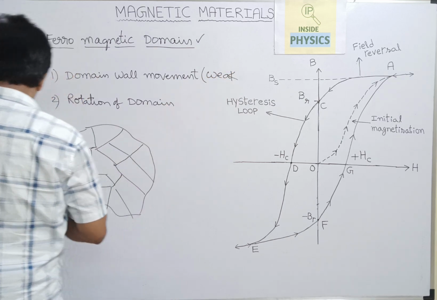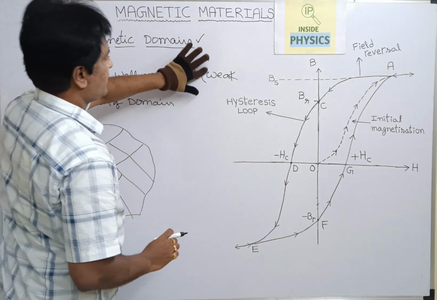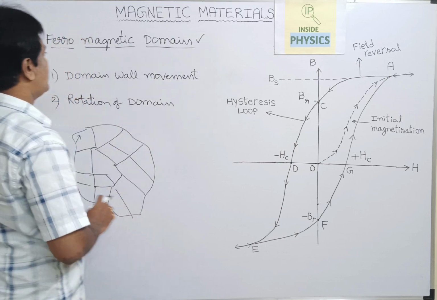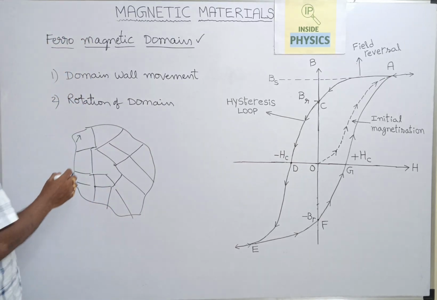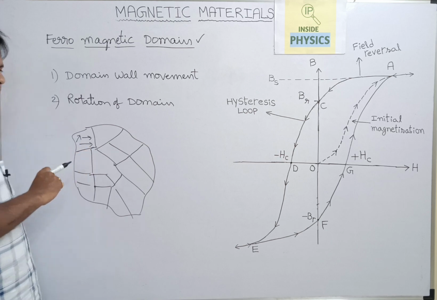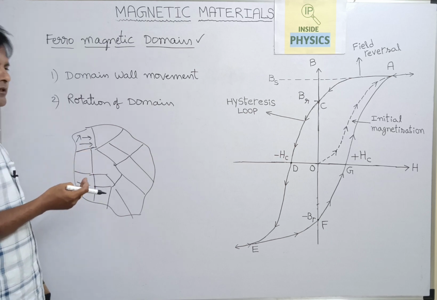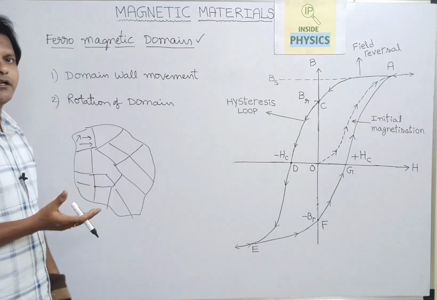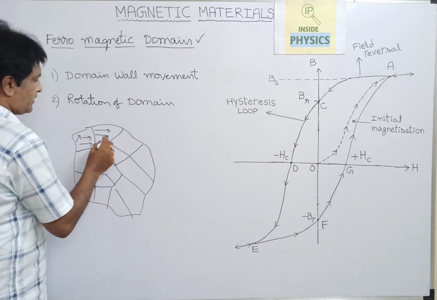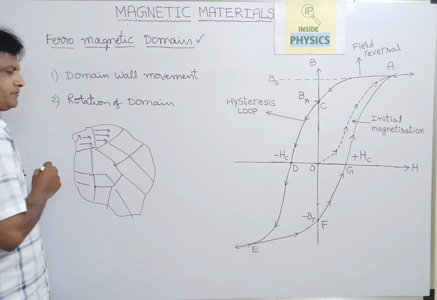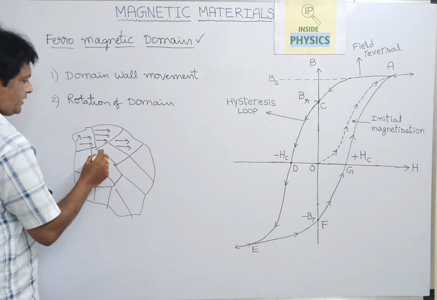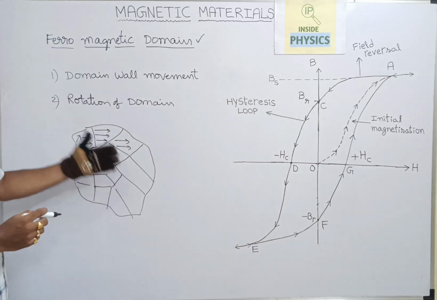So here a weak field actually tries to expand the domain walls, or we may call it the motion of domain walls. These walls will gradually orient all the magnetic dipoles, which are nothing but atoms or molecules or ions present in the material. So all the magnetic moment vectors will be oriented in the direction of the magnetic field.